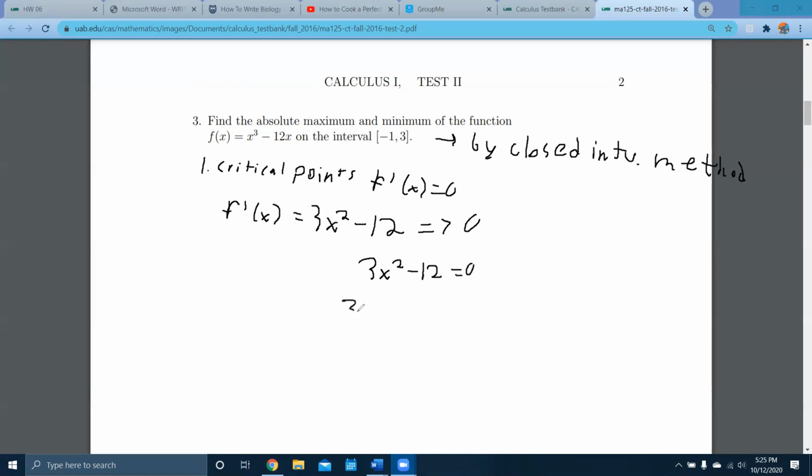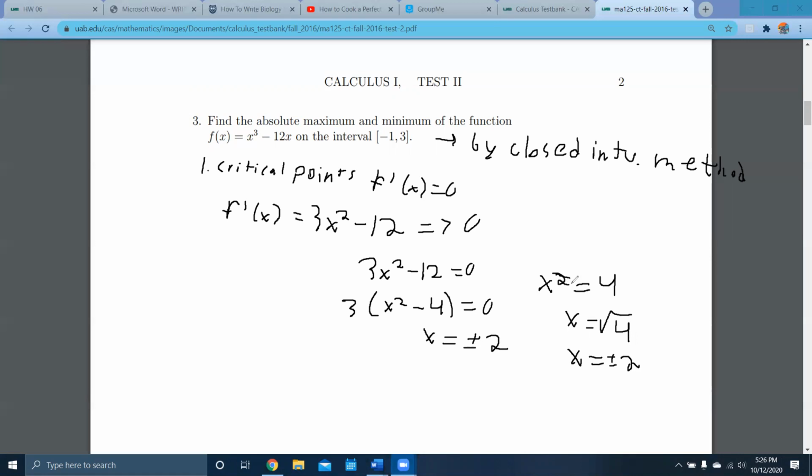We're going to pull out a 3. X squared minus 4 equals 0. So x is equal to plus or minus 2. Now, the reason why it's plus or minus 2 is x squared equals 4. X is equal to square root of 4. And when you square something, it can be negative or positive.